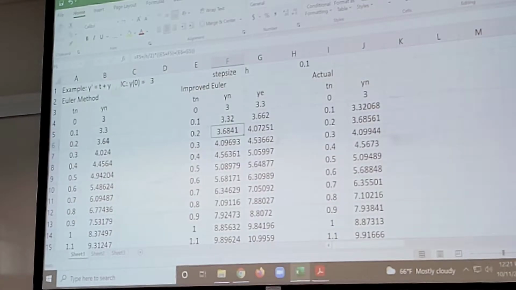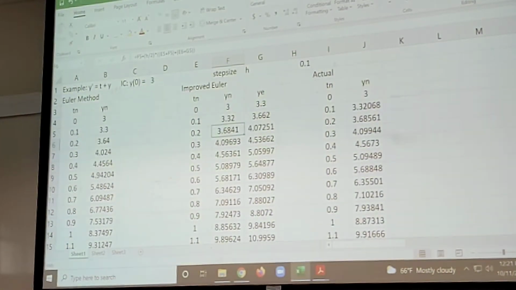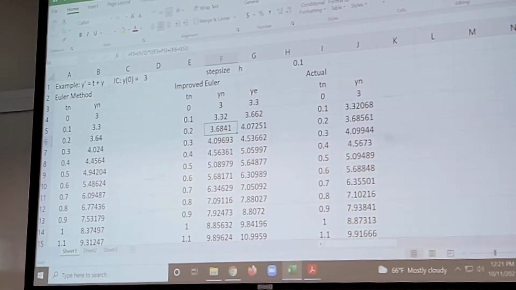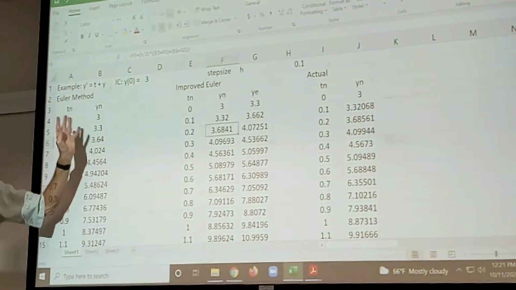Okay. All right. Is everybody okay with this spreadsheet? What would you do with a new problem? Well, of course, you'd put a new function in here, right?